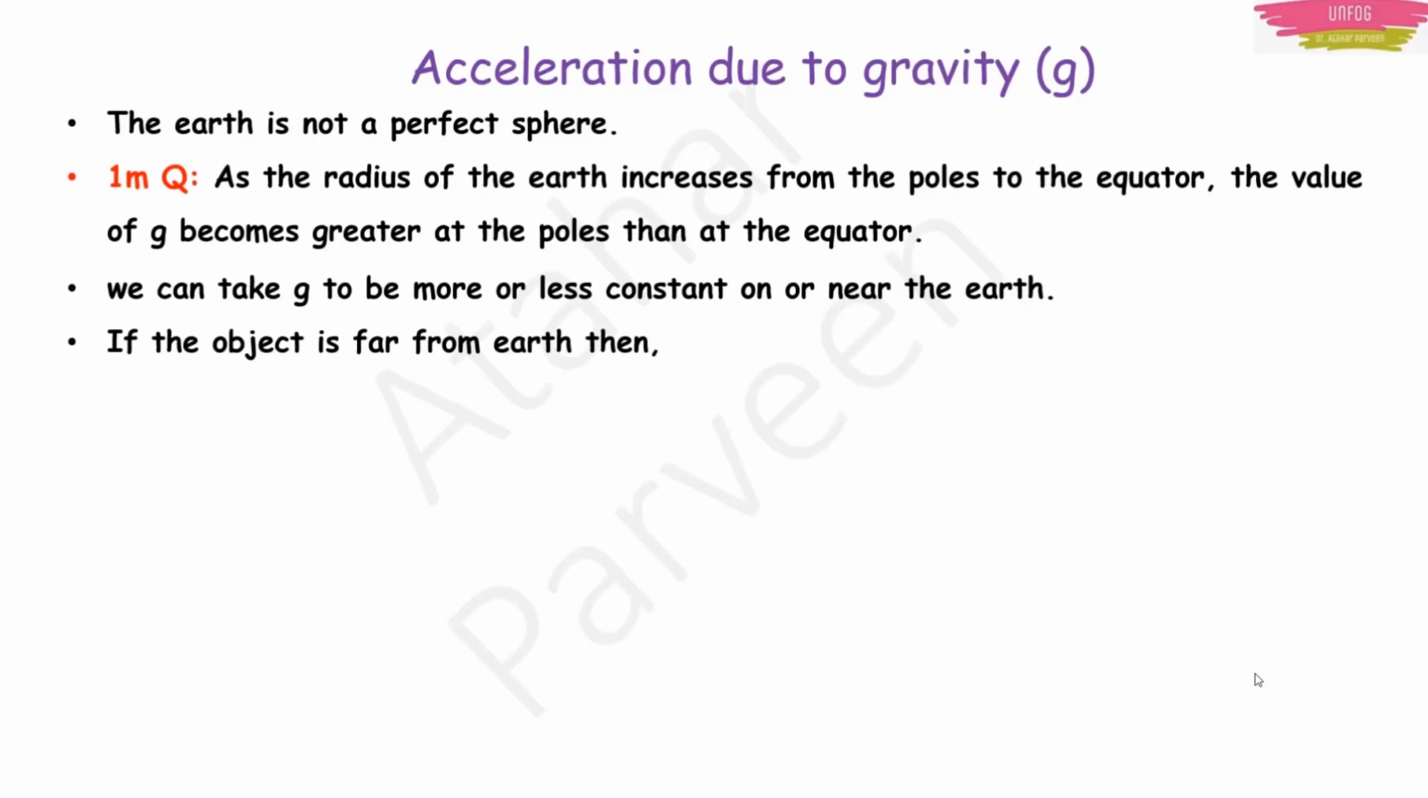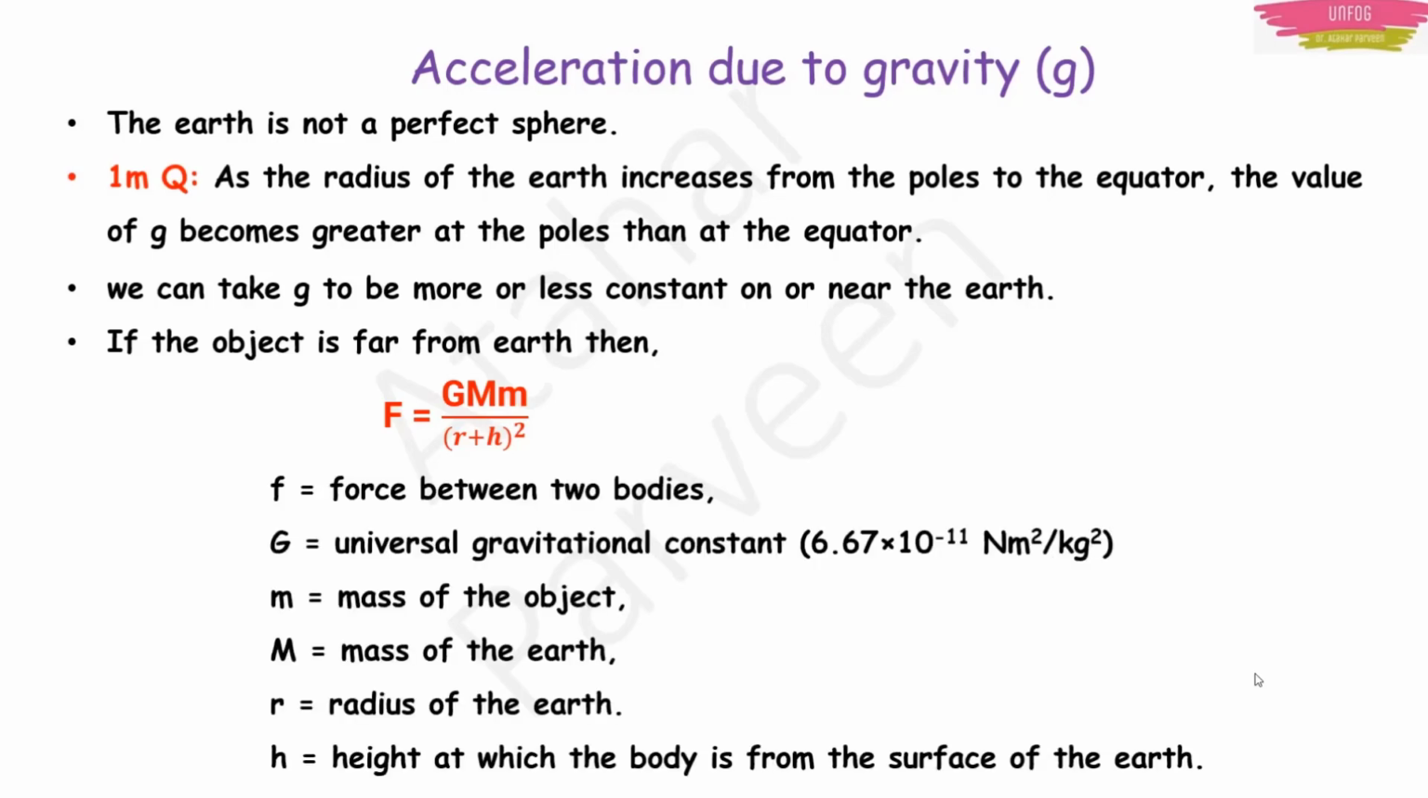Now this g is more or less constant near the Earth. But if the object is far from the Earth, then F becomes G into M upon (R plus H) whole square. In the denominator, in place of R square, you write (R plus H) whole square. This H is the distance between Earth and that object. Here the terms have their usual meanings. F is the force between the two bodies. Here we are considering that one body is the Earth, for which capital M is the mass of the Earth. G is the gravitational constant. R is the radius of the Earth, and H is the height at which the body is from the surface of the Earth. Okay, just remember this.